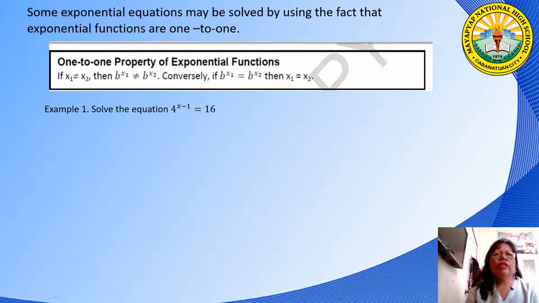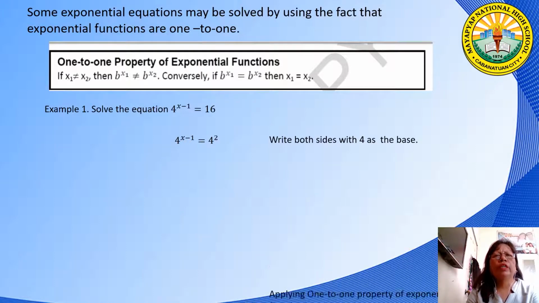Example: solve the exponential equation 4 raised to x minus 1 equals 16. As you observe, the bases are not the same, so you make your bases equal before you solve for the unknown variable. Write both sides with 4 as the base. So we have 4 raised to x minus 1 equals 4 to the second power, since 16 is 4 to the second power.